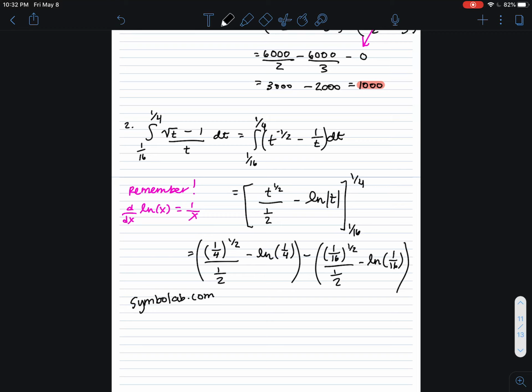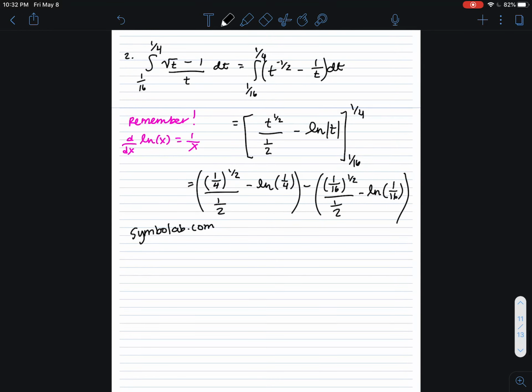It's a really helpful calculation tool. It makes things easier to type out as far as a calculator goes. So you could do that, but we're going to do some quick maths just for fun. The square root of 1/4 is 1/2. And then the natural log of 1/4 we're going to leave for now. Then we have minus the square root of 1/16 is 1/4.